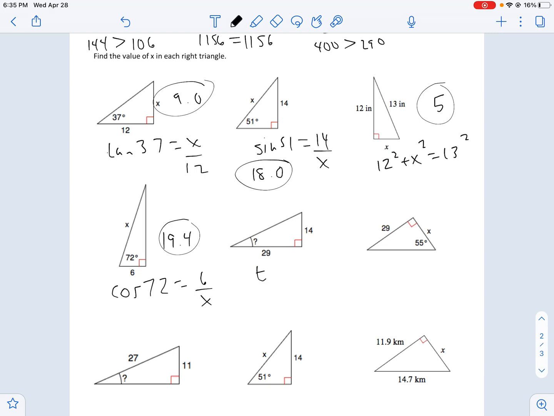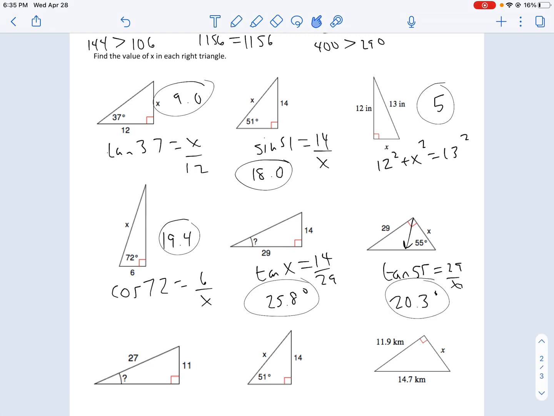Let's see, opposite and adjacent. So we're finding tangent of the angle equals opposite over adjacent. Use your tangent inverse. 25.8. Adjacent and opposite, because be careful, there's your hypotenuse. So you've got tangent 55 equals 29 over x. So 20.3 degrees.